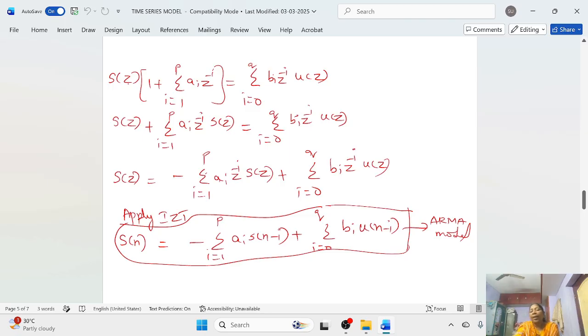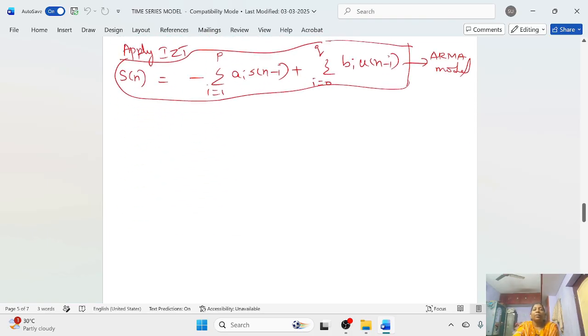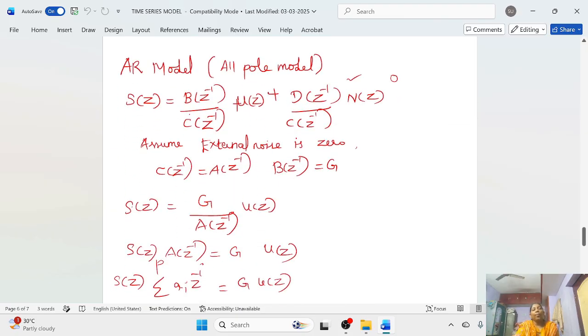So what are the parameters we are going to extract? The A_i parameters and B_i coefficients. These are the parameters we are going to extract from the ARMA model. Then the next model is the AR model. This AR model, we call it the all pole model.